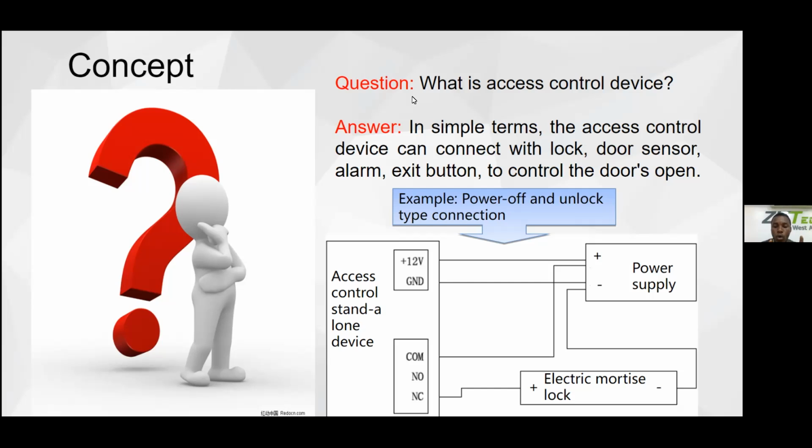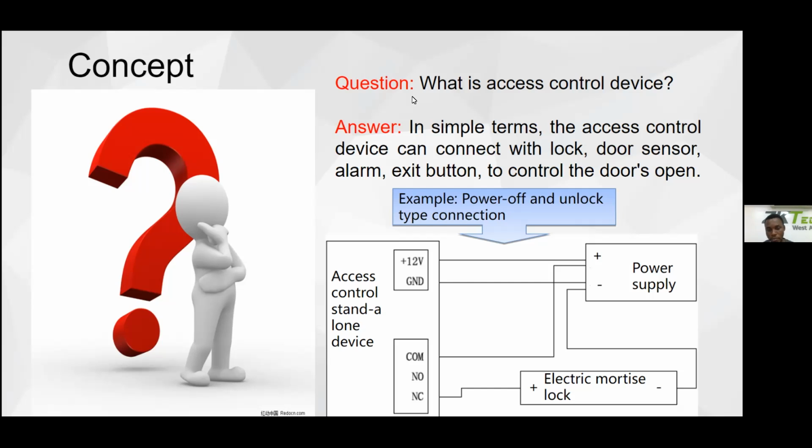So your NO, your COM, is connected to your positive power supply. Then your NC is connected to the positive of the electric motor lock. That means the lock is what initiates the locking and opening of your door. So the NC is connected to it, and then the negative of that lock is connected to the negative of the power supply.